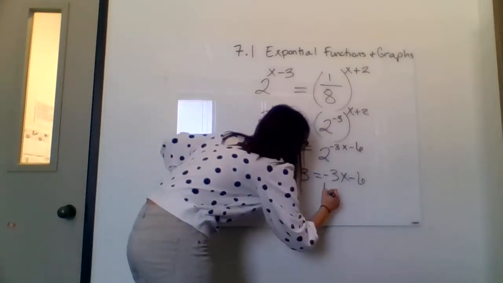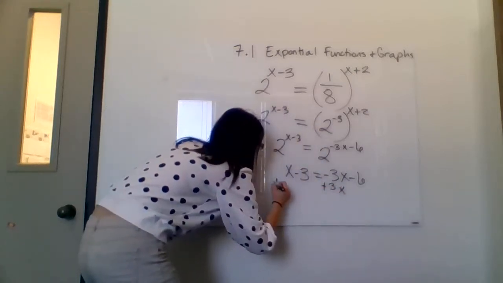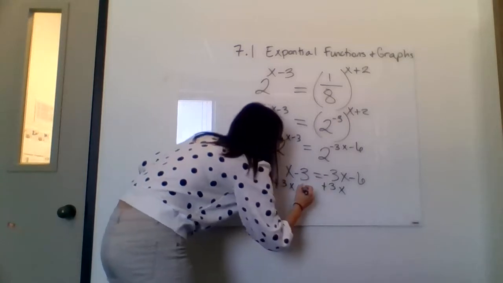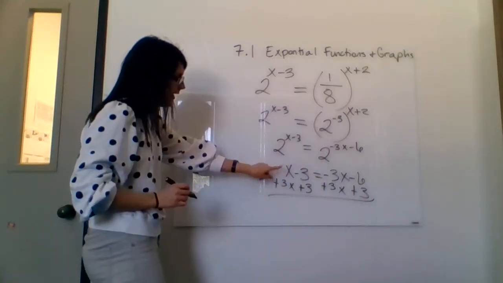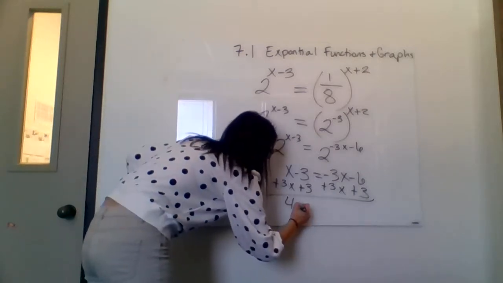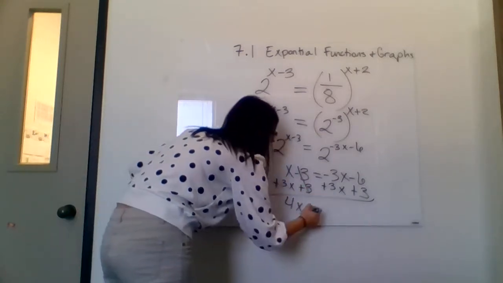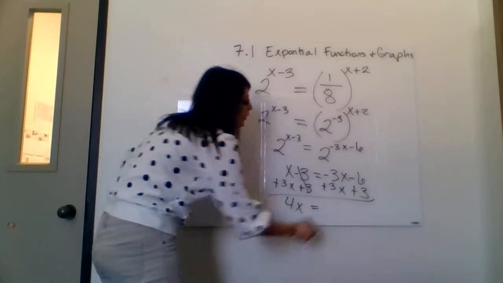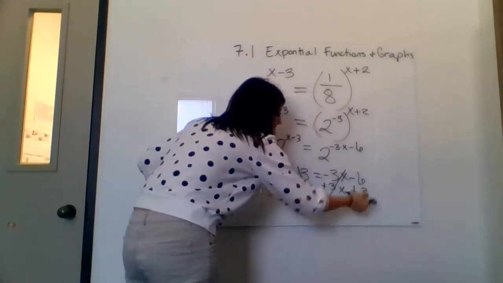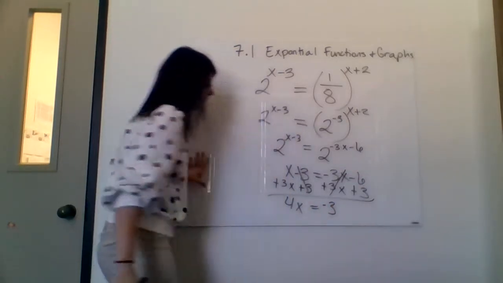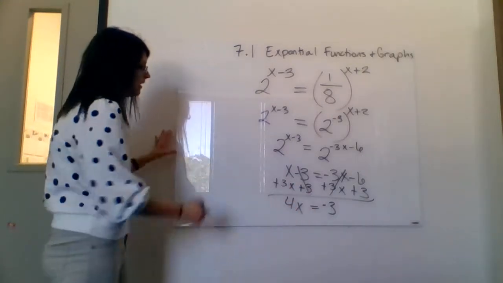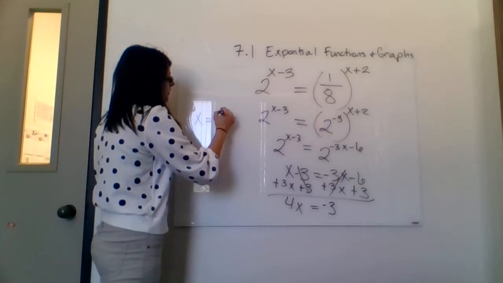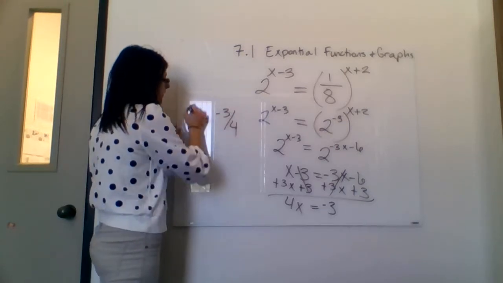So I'll add 3x to both sides, and add 3 to both sides. 1x plus 3x gives me 4x, the 3's cancel, bring down my equal sign, 3x cancels, -6 plus 3 is -3. Now to get x by itself, I'll divide both sides by 4. So I end up with x equals -3/4. And there's our answer.